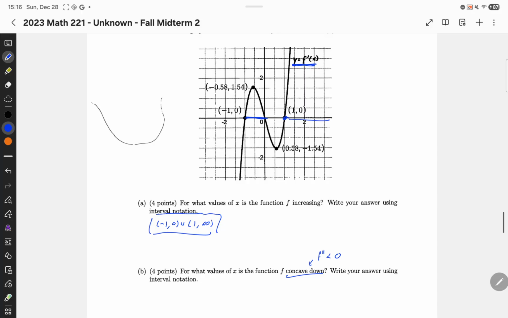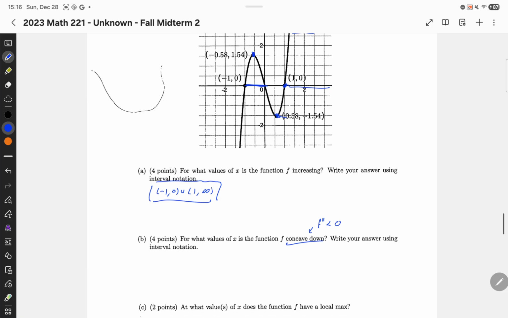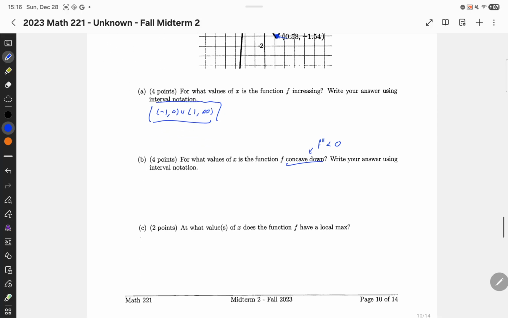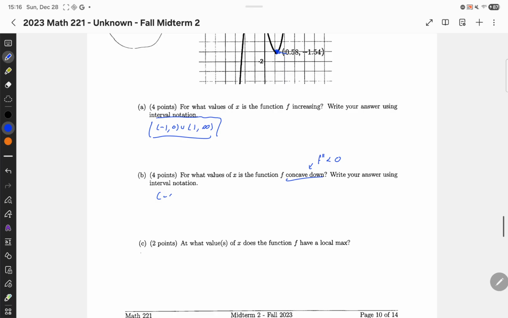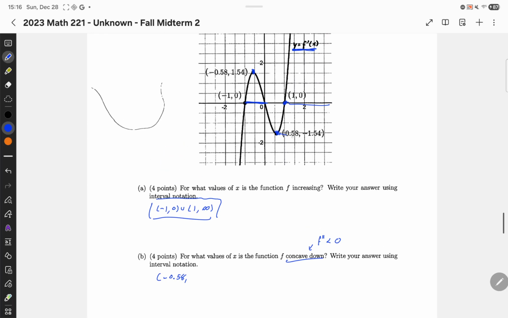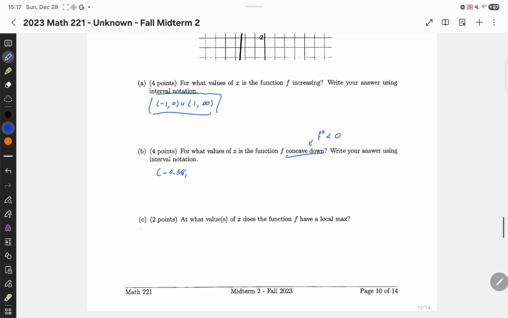So that's going to be on, let's see, it's going to start decreasing here, and then it finishes decreasing here, and it seems to be positive everywhere else. So we can say that the interval is going to be from the x value of this, which is -0.58, up until over here, which is at x value 0.58, positive. And that is going to be it.